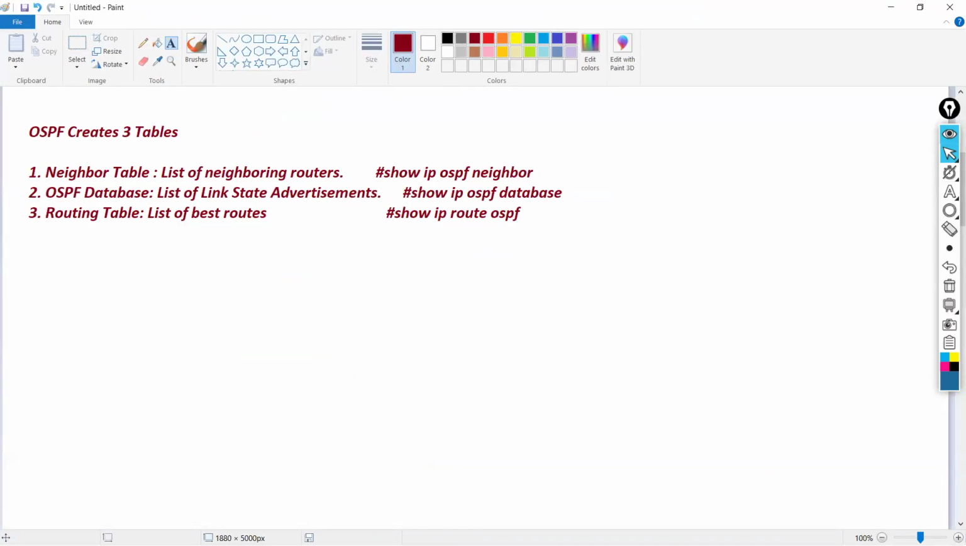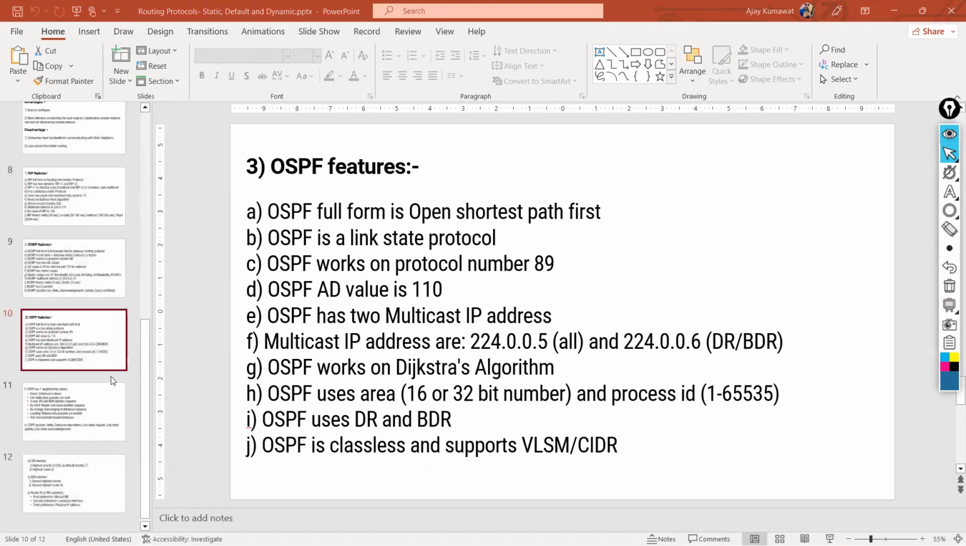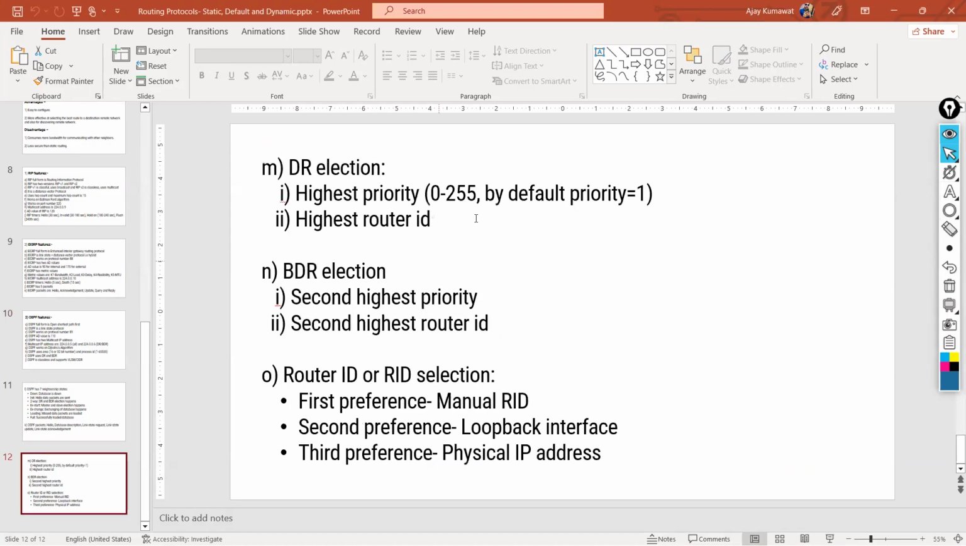Next thing, let's talk about DR election. First of all, highest priority will be checked. Priority is between 0 to 255. By default, priority is 1. The router with the highest priority will be elected as DR. And if priority is a tie, the highest router ID will become DR. Same way, who will become BDR? Second highest priority, second highest router ID. Clear?